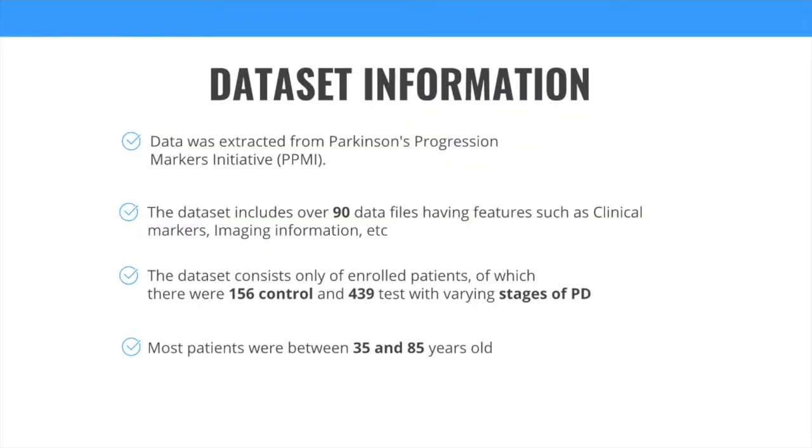So let's talk about feature selection and normalization. The dataset that we used was the Parkinson's Progression Markers Initiative, PPMI. The dataset has a variety of features and consists of 90 data files. The dataset has 156 healthy patients and 439 test patients with varying stages of PD.